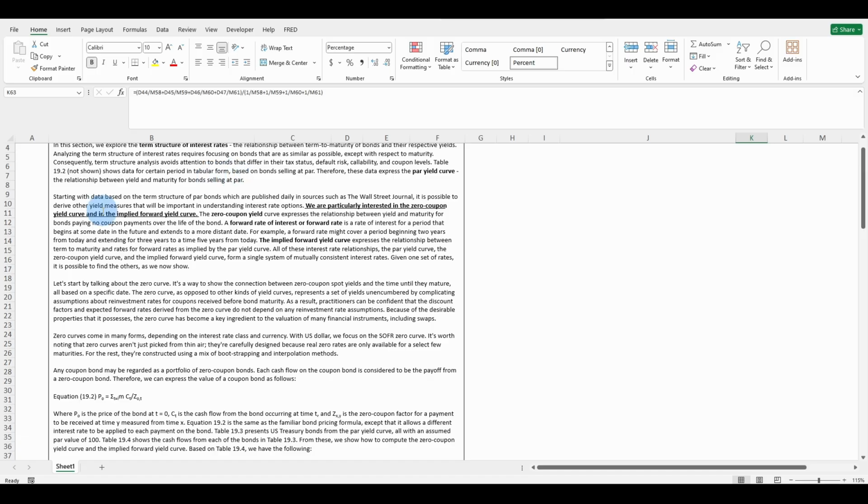Therefore, these data express the par yield curve, the relationship between yield and maturity for bonds selling at par. Starting with data based on the term structure of par bonds, which are published daily in sources such as the Wall Street Journal, it is possible to derive other yield measures that will be important in understanding interest rate options. We're particularly interested in the zero coupon yield curve and in the implied forward yield curve. We've gone over this a couple of times, but I'm going to show you how it works.